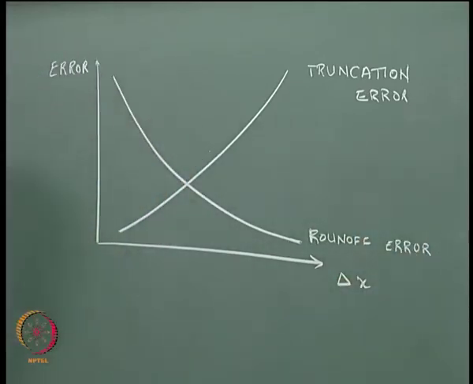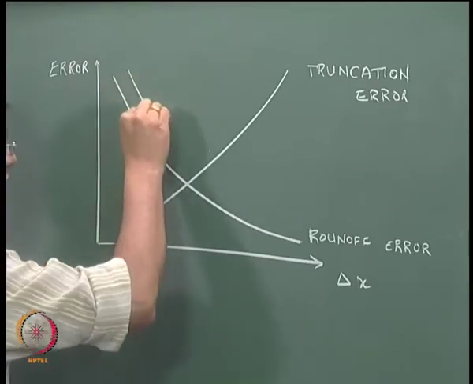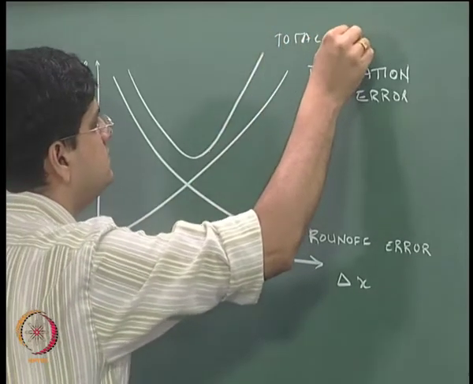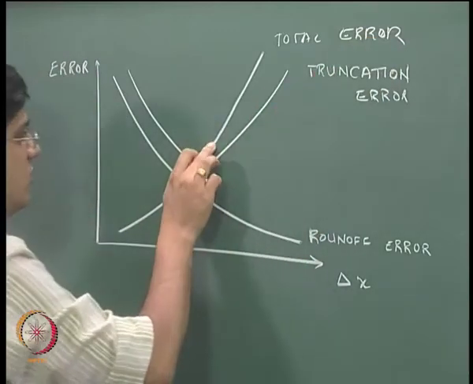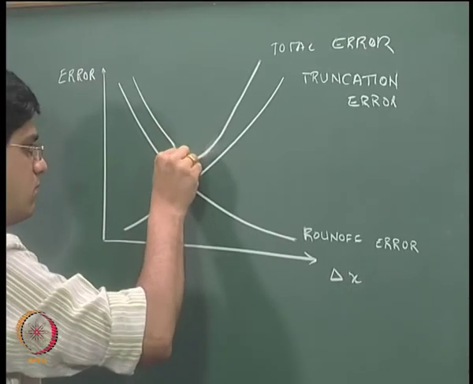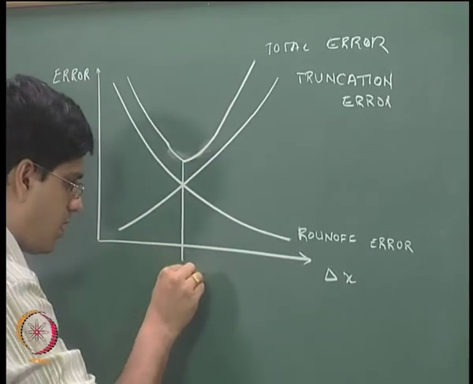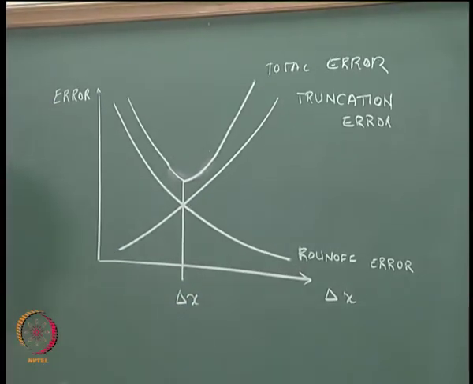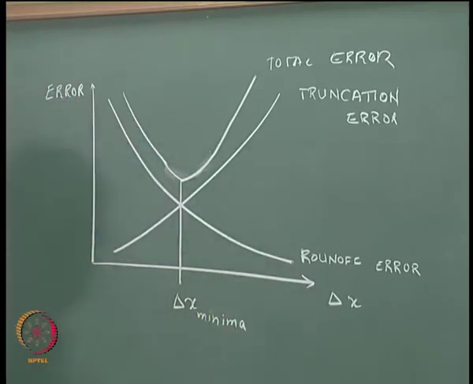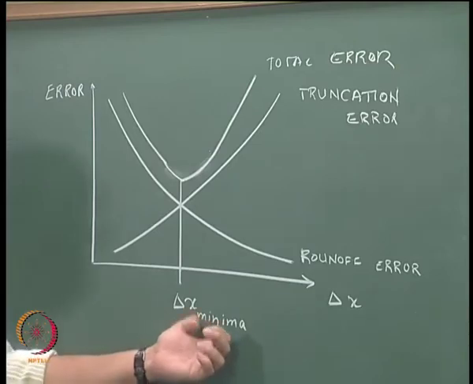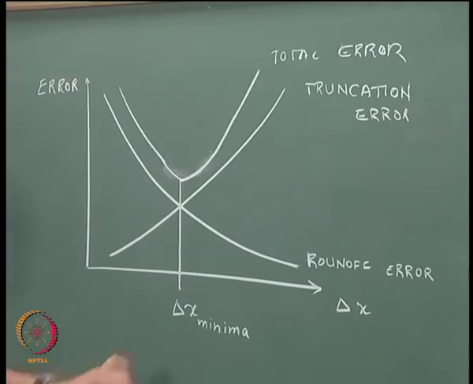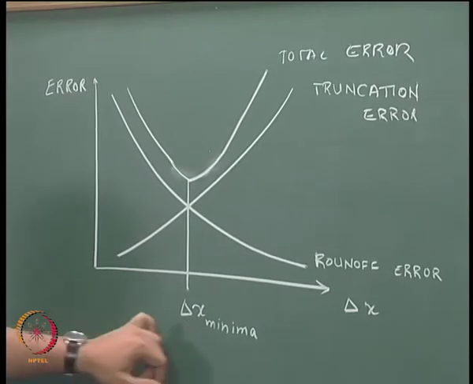Okay. So, if we sum these two guys up, the total error will look somewhat like this, with the minima happening at a particular value of delta x. We will call that delta x minima, or delta x where there is the minimum total error in the numerical derivative. Okay. So, this is what we are going to get.